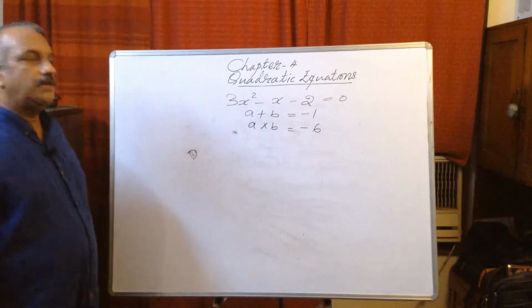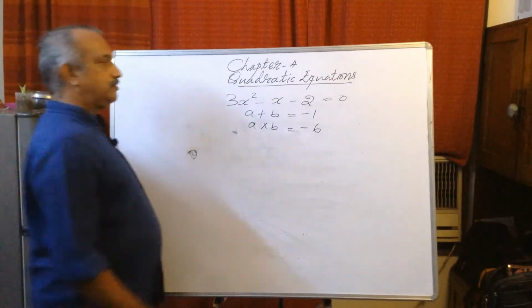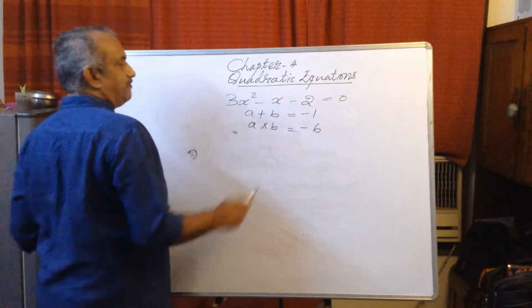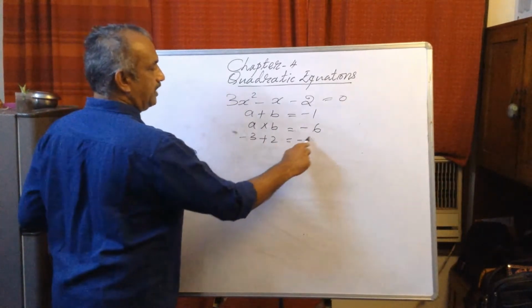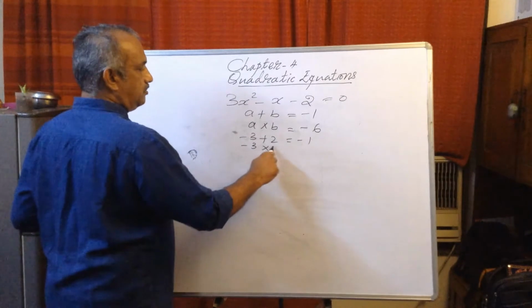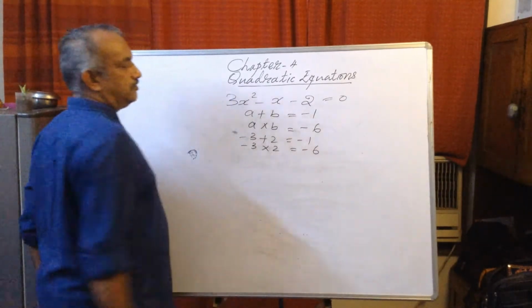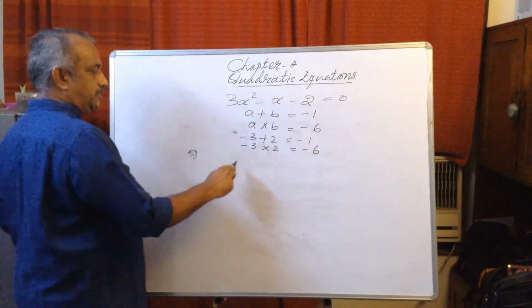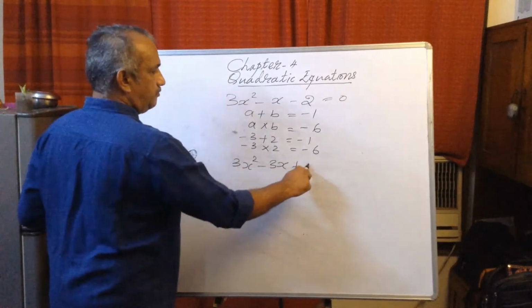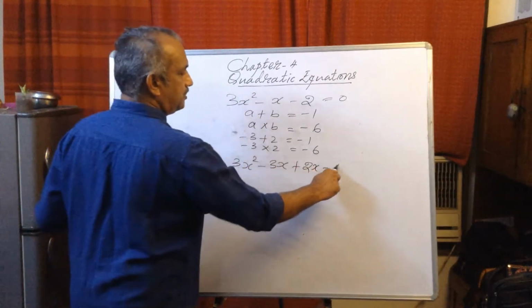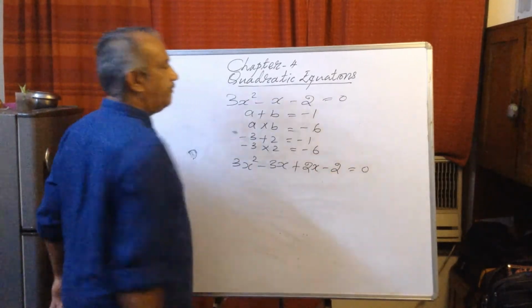Like this we have to find two numbers. So the numbers are minus 3 and 2. Minus 3 plus 2 is equal to minus 1. Minus 3 into 2 is equal to minus 6. So these are the numbers. Now we'll split: 3x square minus 3x plus 2x minus 2 is equal to 0.